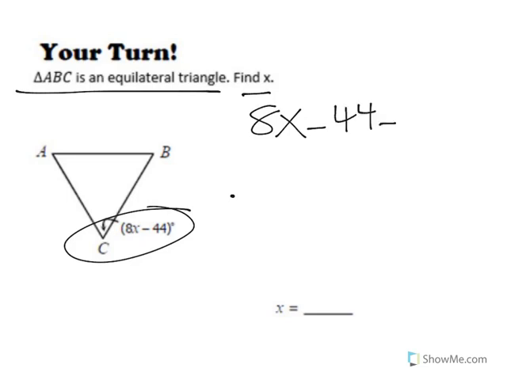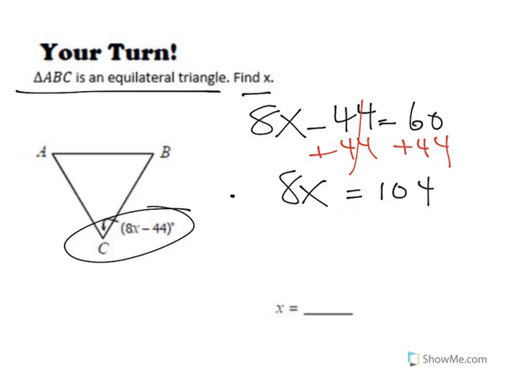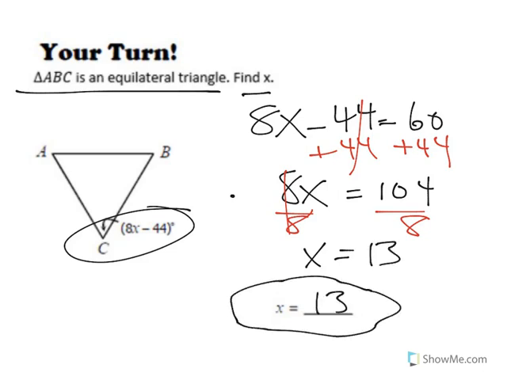minus 44 equals 60. Let's go ahead and add 44 to both sides. I'm left with 8x equals 104. Let's go ahead and divide both sides by 8. I'm left with 8 over 8 is 1x, or just x. And I have solved. 104 divided by 8 is 13. So my answer is 13.